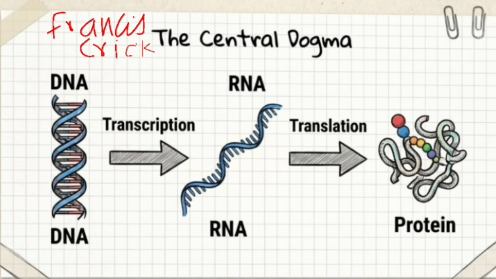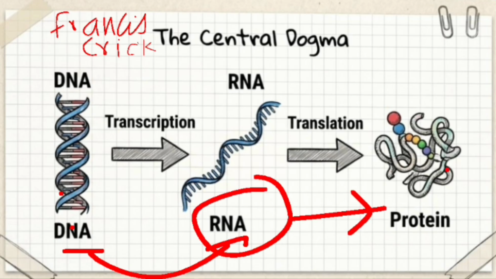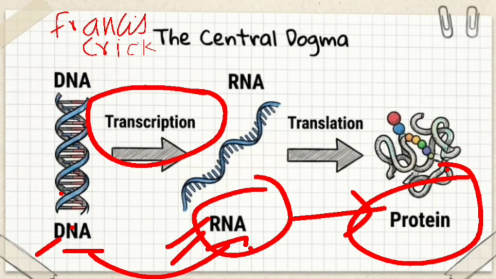We again discuss the central dogma, which was proposed by Francis Crick. He said that DNA only expresses itself when it is converted into RNA. Otherwise, DNA cannot be expressed directly. DNA always converts itself into RNA, then RNA makes protein, which expresses the character. So DNA converts into RNA. This process is called transcription, and RNA converts itself into protein. This process is called translation.